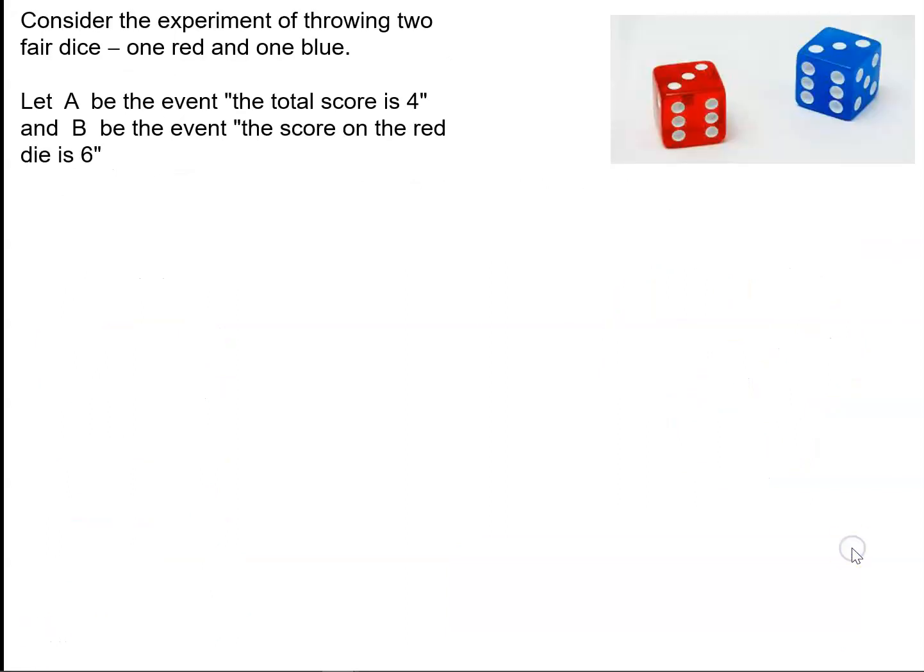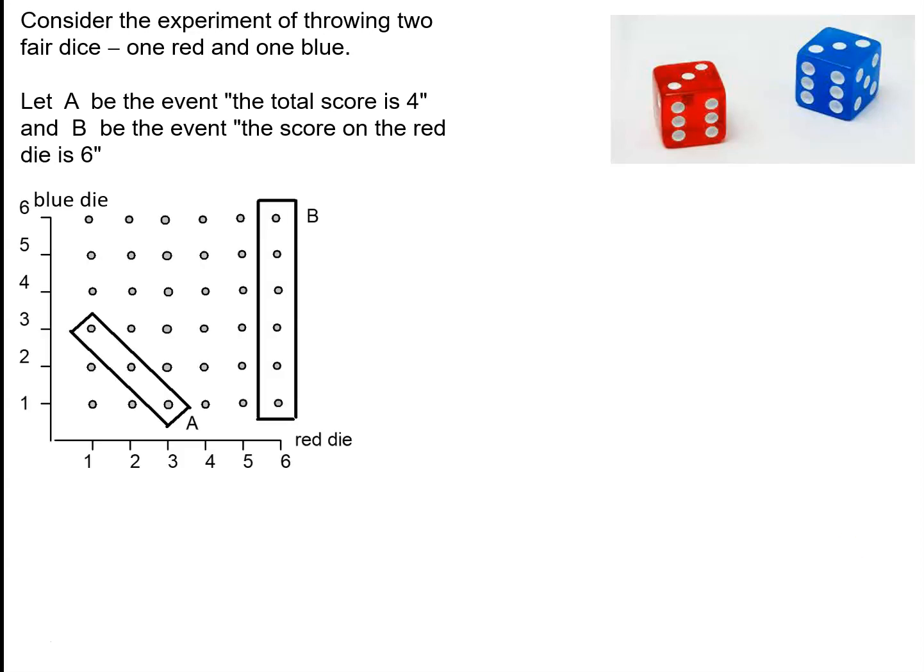9/10. If we return to the experiment of throwing 2 fair dice, one of which is red and one of which is blue, and let A be the event the total score is 4, and B be the event the score on the red dice is 6, then the sample space diagram looks like this. And we can see very quickly that the events A and B are exclusive.